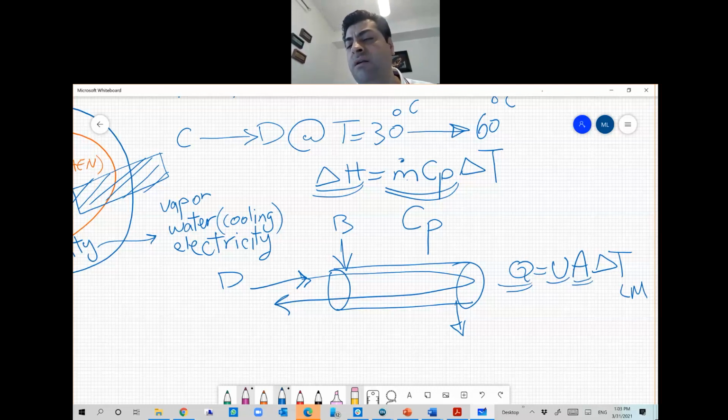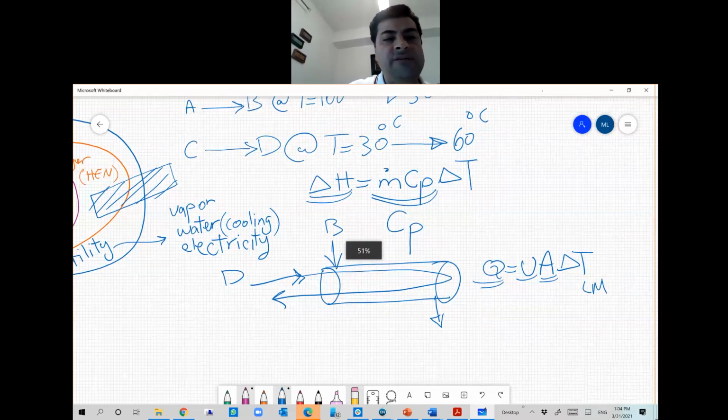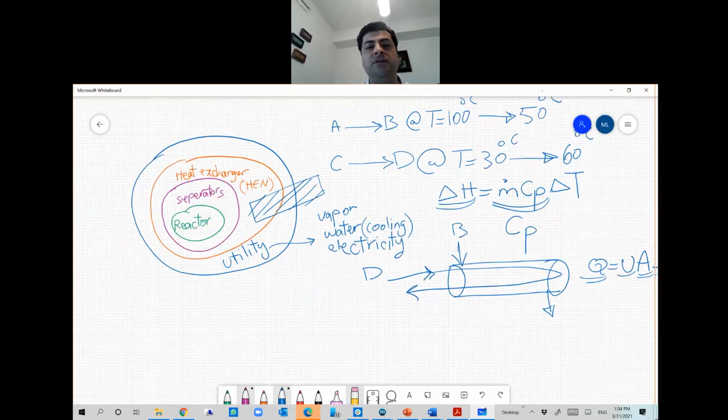This is the total surface area inside the heat exchanger where the heat is exchanged. And this delta log mean is the logarithmic average of the temperatures inside the heat exchanger. So I hope you remember how to design a heat exchanger. This type of heat exchanger is the topic of designing heat exchanger networks that I have shown in yellow color.